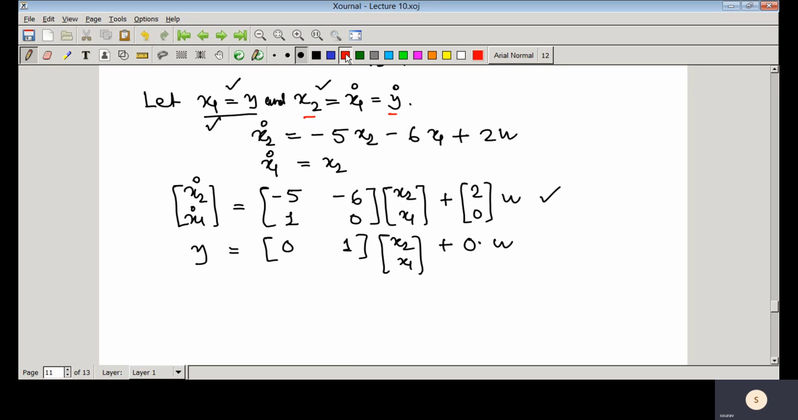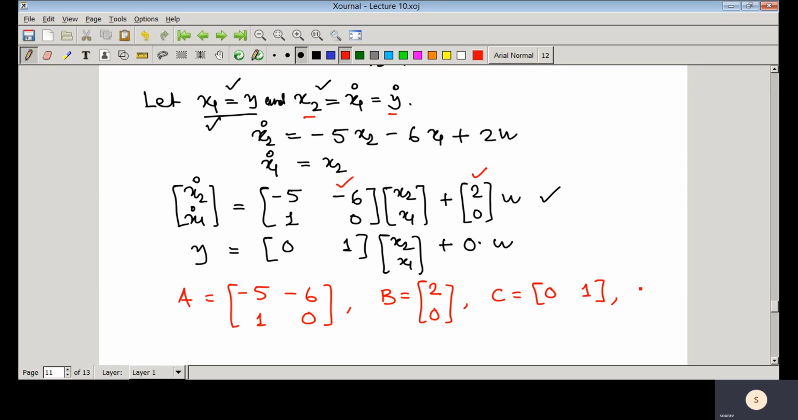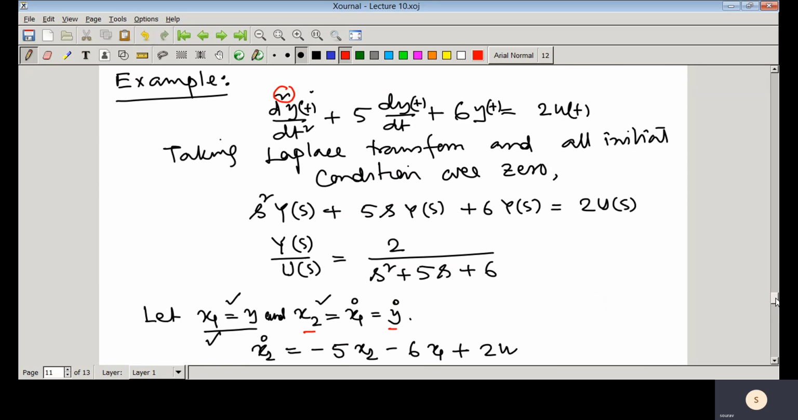So what is your A matrix for this particular system? The A matrix is [-5, -6; 1, 0], the B matrix is [2; 0], the C matrix is [0, 1], and the D matrix is 0. So now we are interested in what would be the transfer function.